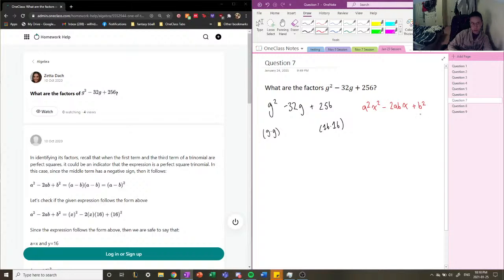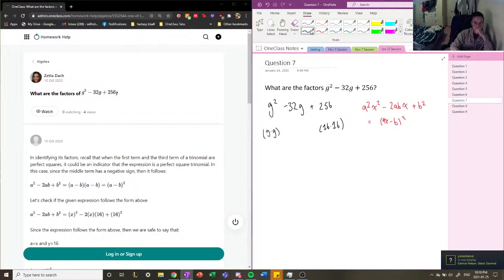And when you find yourself having this kind of pattern where the middle coefficient is equal to 2 times ab, then your factors are just ax minus b, squared. Okay?